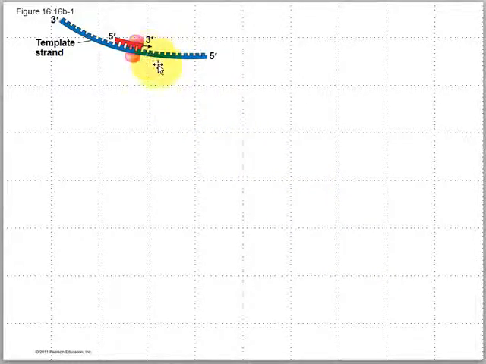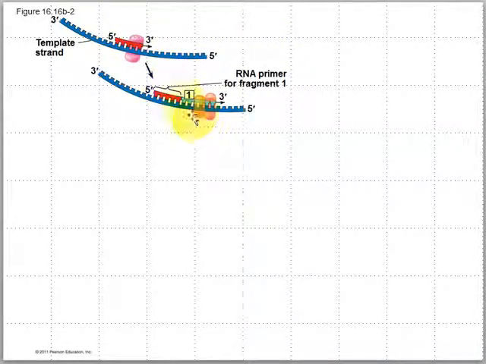So our DNA polymerase can only move in this direction in this illustration from left to right, from 5' to 3'. So we're going to create a little RNA primer.